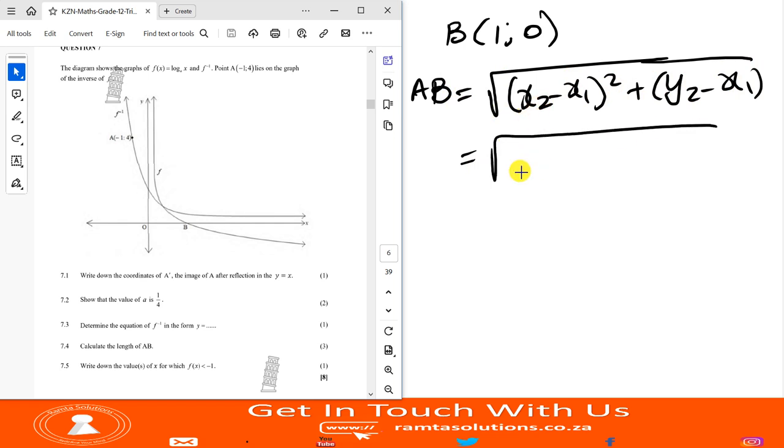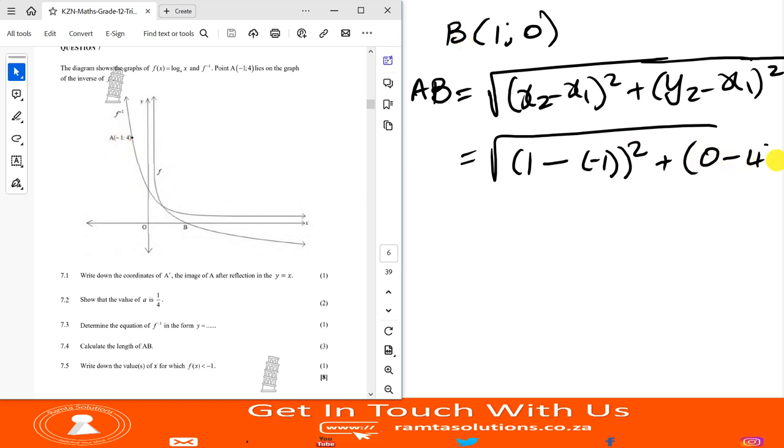X value of B is 1. What is y value of A? Y value of A is minus 1. Right? Close square. Happy? Now, square again. Sorry, my mistake. Now, what is y value of B? It's 0. What is y value of A?